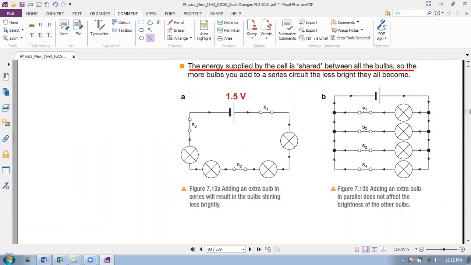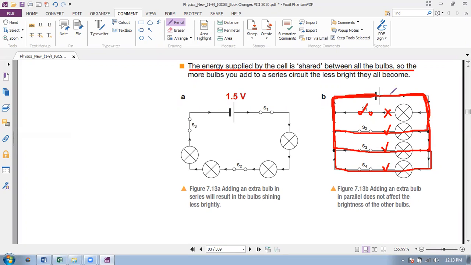If you turn off this switch, this is S1, if you turn it off, open, what would happen? S2, S3, S4, they are on. So this bulb will light on, this bulb will light on, this bulb will light on, but this bulb would not light on. Because current can flow like this. From this terminal, current can flow like this.